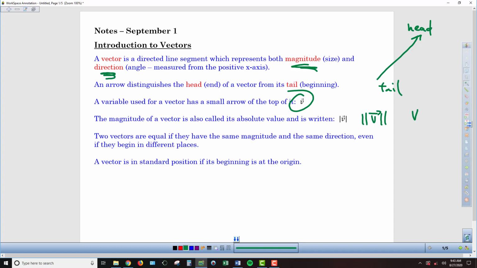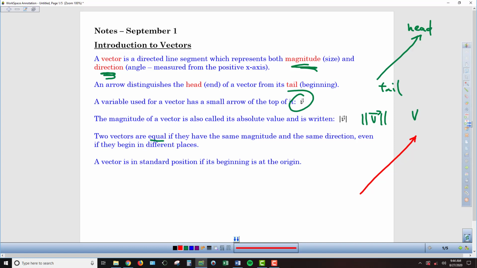When we talk about vectors being equal to each other or equivalent, that means that they have the same magnitude and the same direction, but they can begin and end in different places. So if we take the vector that I have sketched up here, and I have another one right here, as long as those two were the same direction and the same magnitude, they would be equivalent vectors, even though one is near the top of the screen and one is near the bottom.